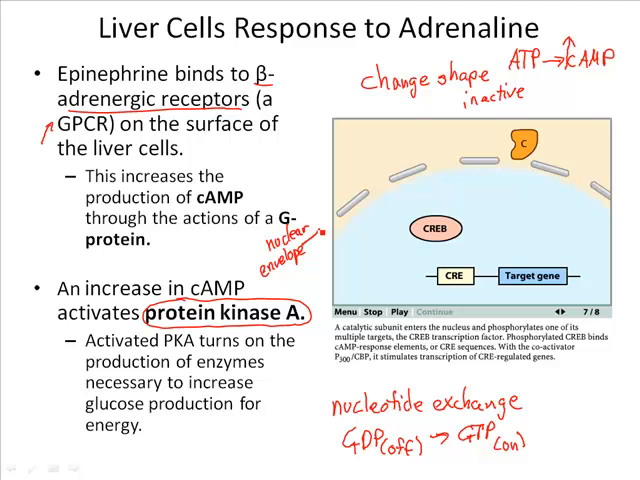pictured in this animation. Here are our nuclear pores, which will allow the catalytic subunit to enter the nucleus. Now we can see once in the nucleus, there's a phosphorylation event. We have active protein kinase A adding a phosphate to this transcription activator.